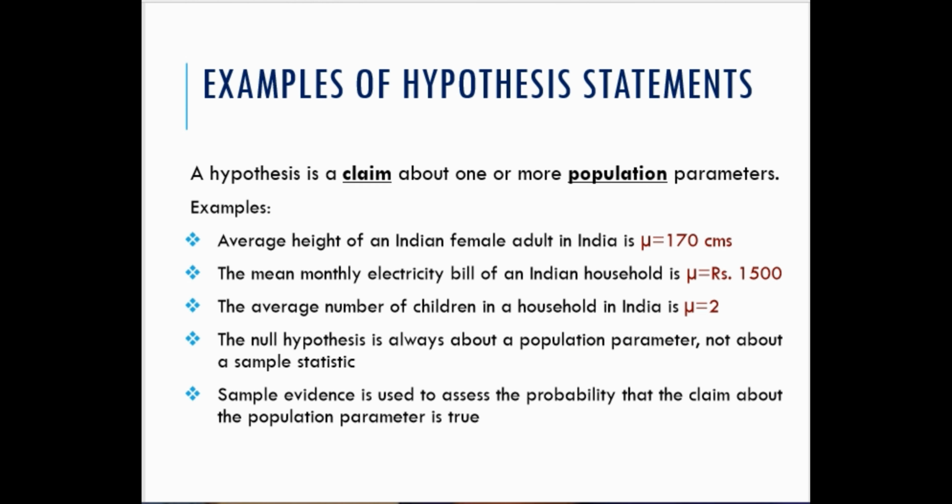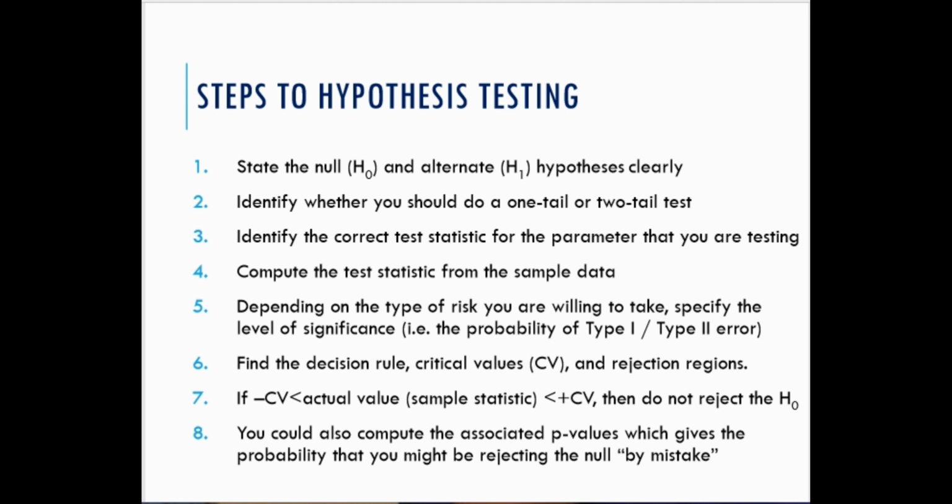Okay. Now what are the steps to hypothesis testing? First we state our null and our alternate hypothesis clearly. This is important. You will realize later on how we should state the null, or what is the appropriate null hypothesis to state. Then you will identify whether you want to do a one-tail or two-tail test, and we will talk about this also later on. Then you will identify the correct test statistic. So are you testing a mean? Are you testing a variance? Are you testing the proportions? Based on that, your test statistic itself will change.